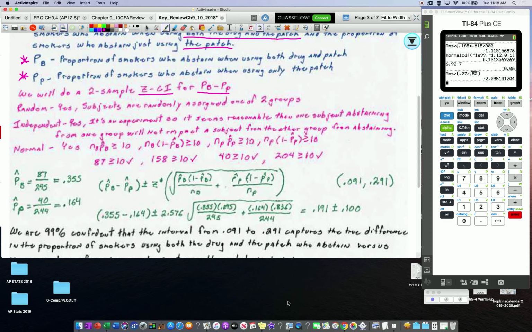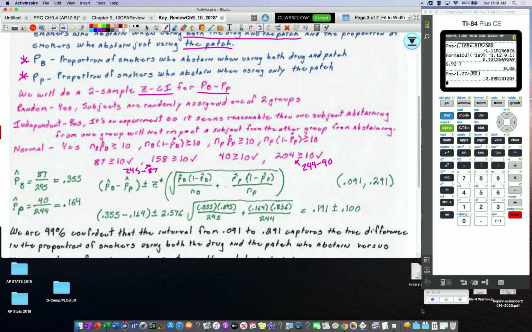So in the both group, we had 87 successes. Okay? This number right here, 158, is coming from 245 minus the number of successes. This is how many people aren't. Likewise, in the second group, just using the patch, 40 people were successful. This number was coming from 244 minus 40. Since all of those are greater than or equal to 10, our distribution is considered approximately normal.